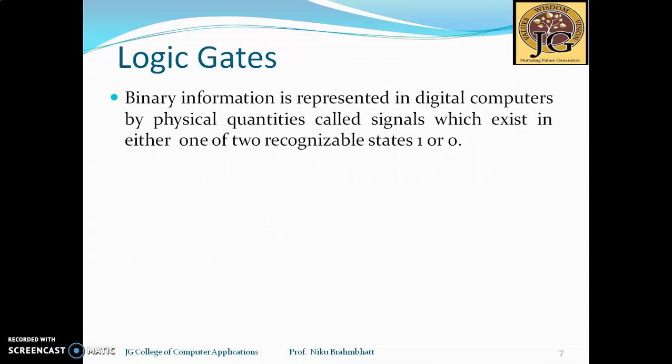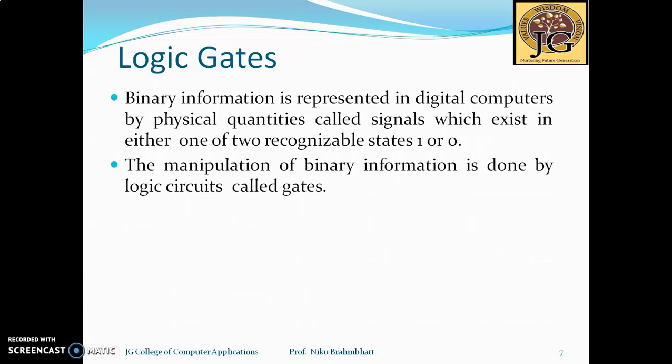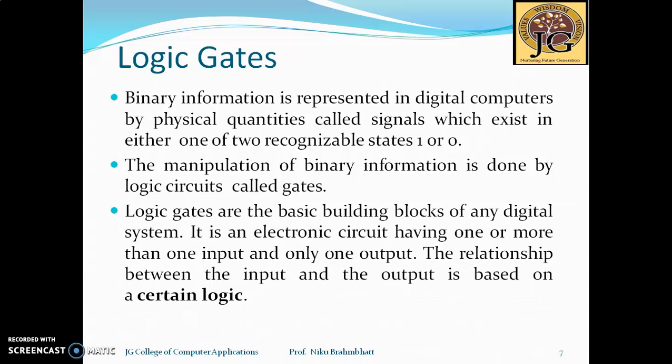Binary information is represented in digital computers by physical quantities called signals, which exist in either one of two recognizable states, 1 or 0. The manipulation of binary information is done by logic circuits, which are known as gates. Logic gates are the basic building blocks of any digital system.